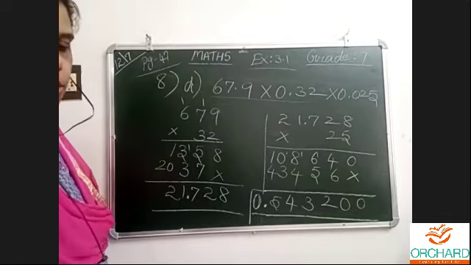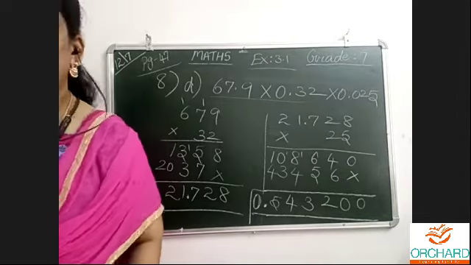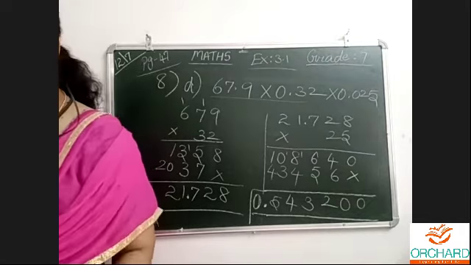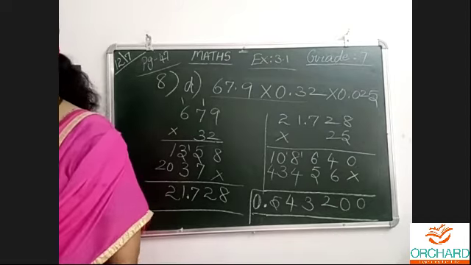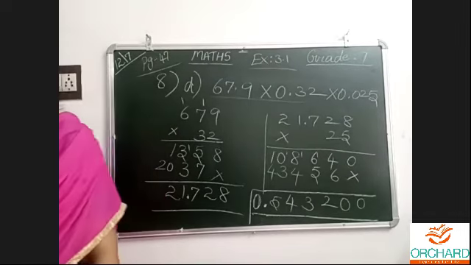Decimal multiplication. You can do the multiplication by yourself if you know tables. Otherwise, copy from the textbook, from the board. First copy the question from the textbook, the answer from the board. Any doubts? Type in the chat column. One more question we'll see.